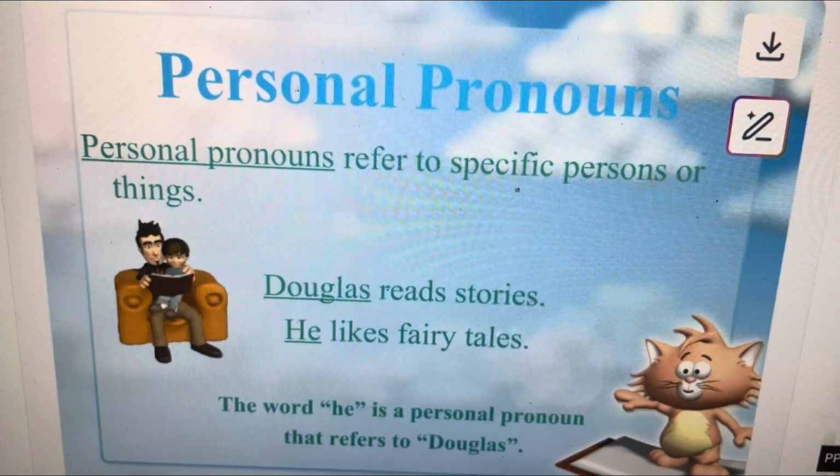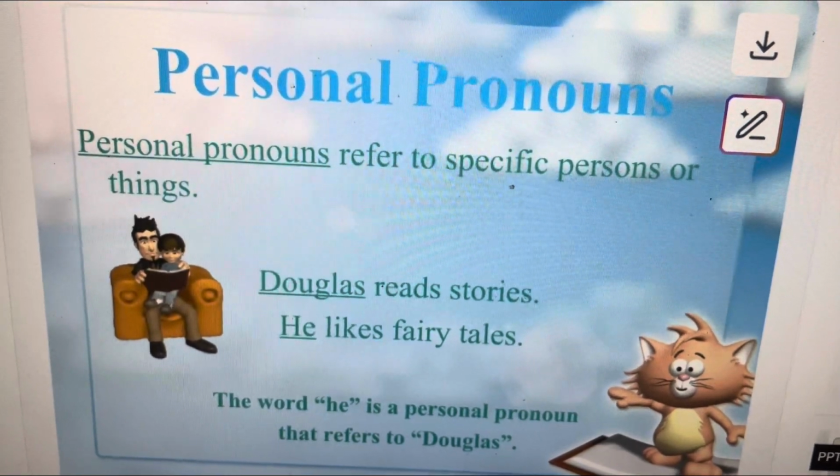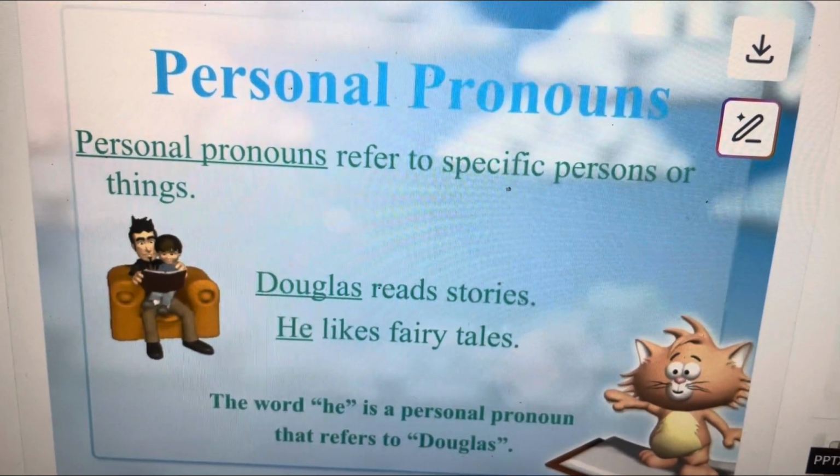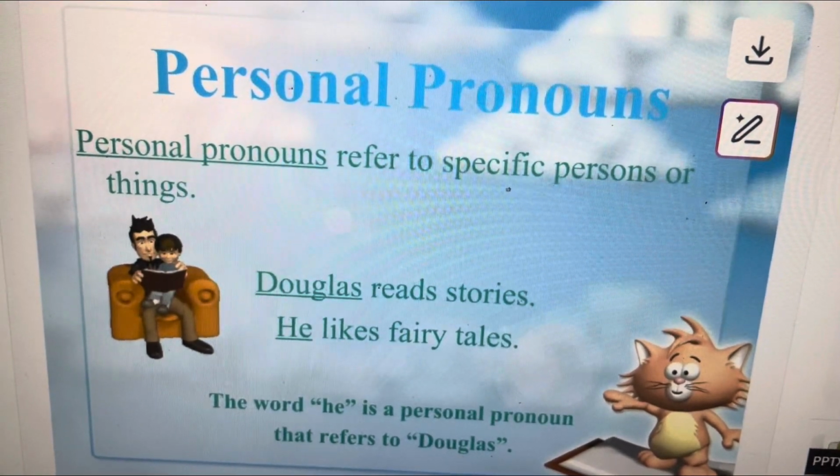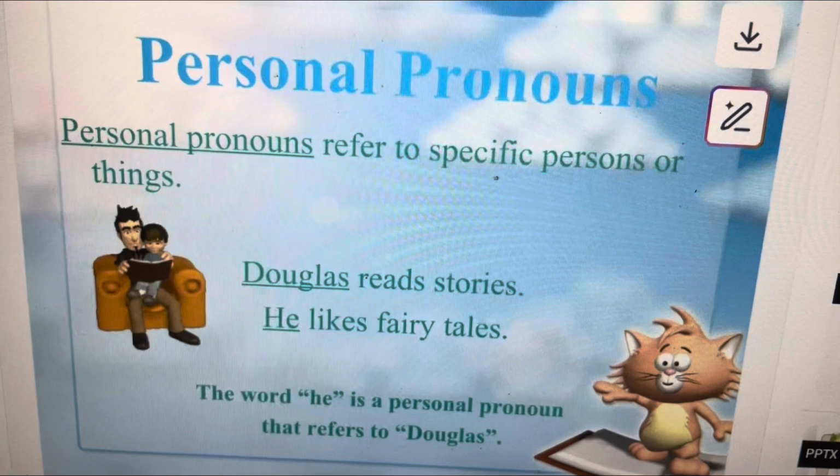Now this is the example for a personal pronoun, where we use personal pronouns. Personal pronouns refer to specific persons or things.